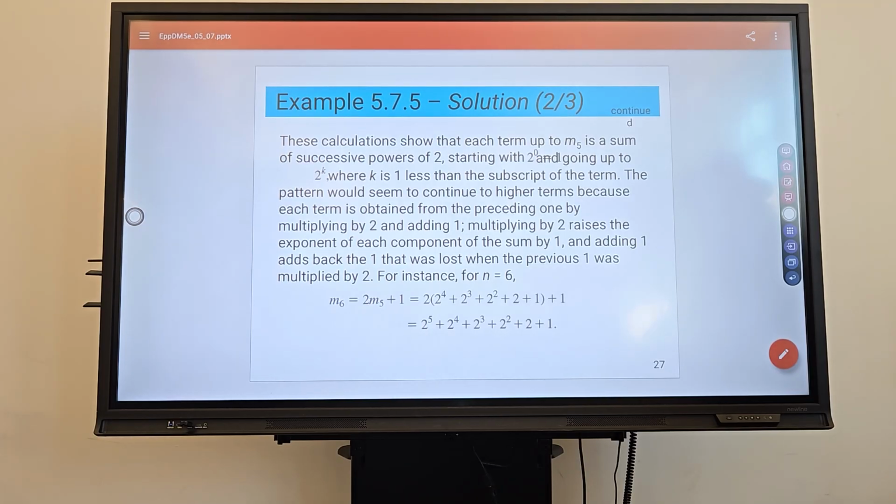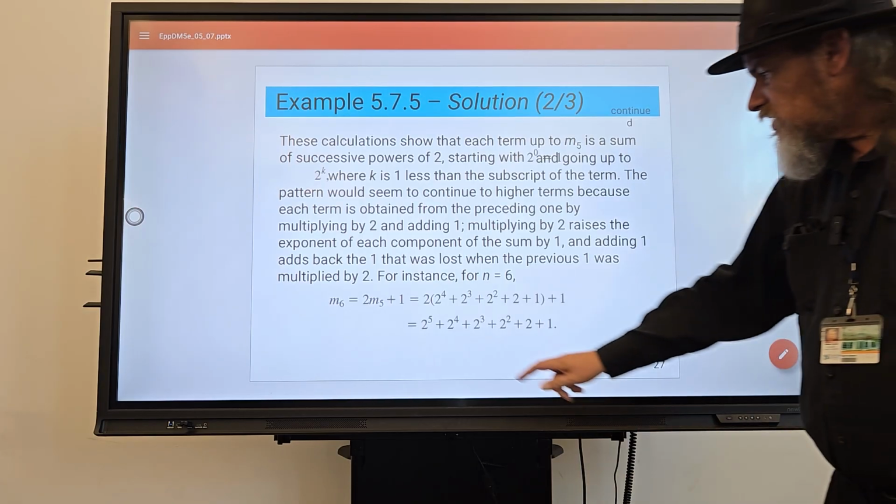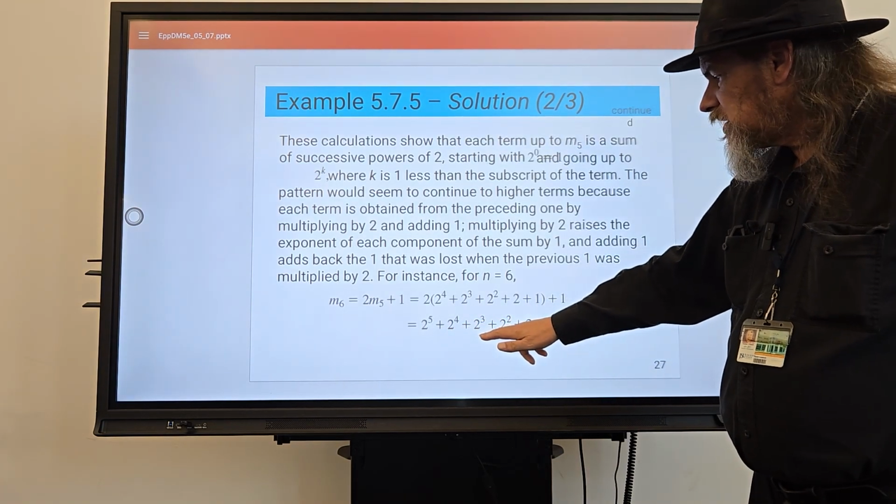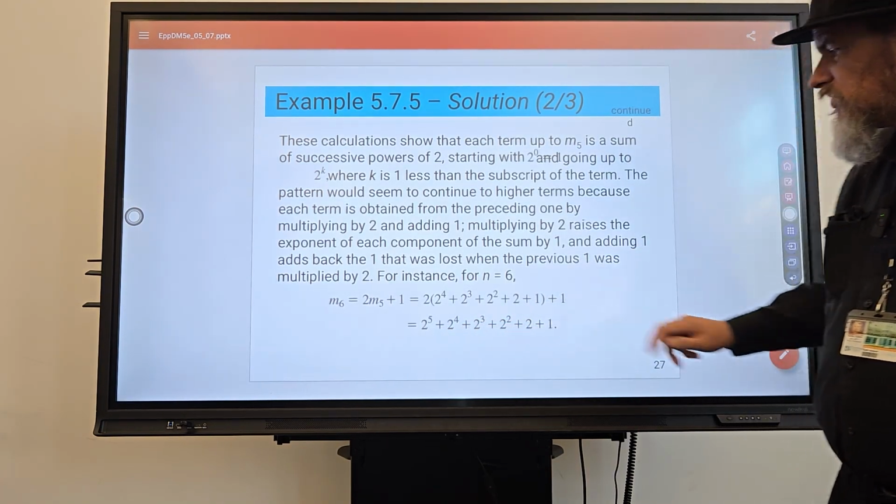The pattern would seem to continue to higher terms because each term is obtained from the preceding one by multiplying by 2 and adding 1. Multiplying by 2 raises the exponent of each component of the sum by 1, and adding 1 adds back the 1 that was lost when the previous one was multiplied by 2. For instance, n equals 6 would be n to the 5th plus n to the 4th plus n to the 3rd, and so on.